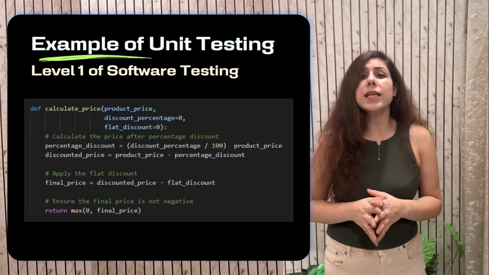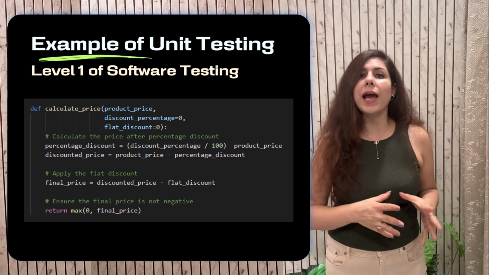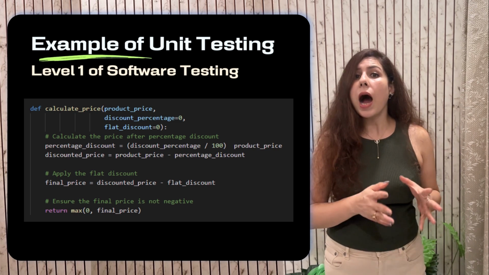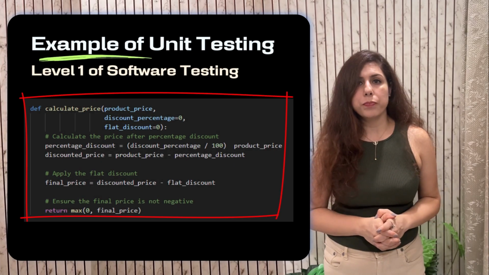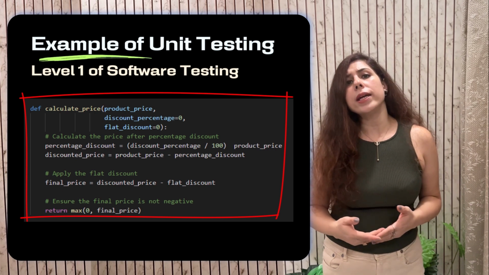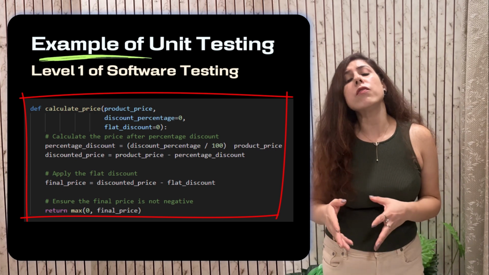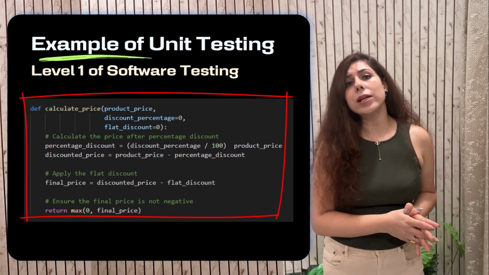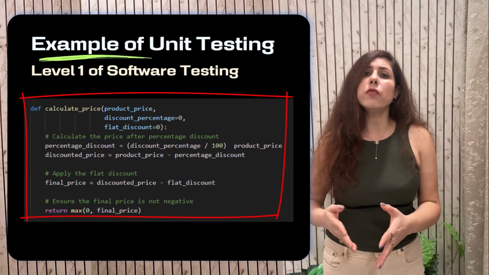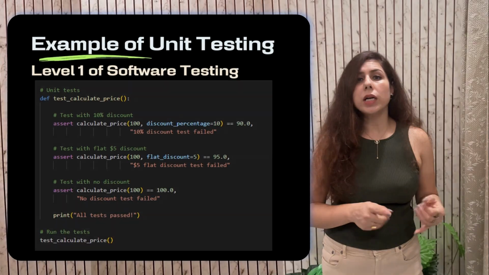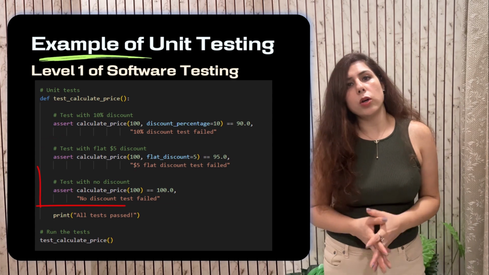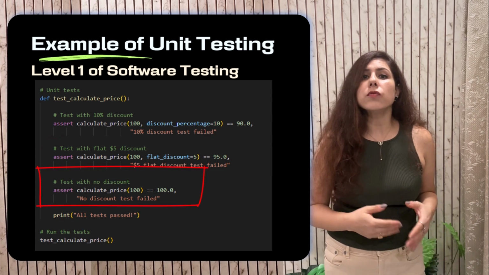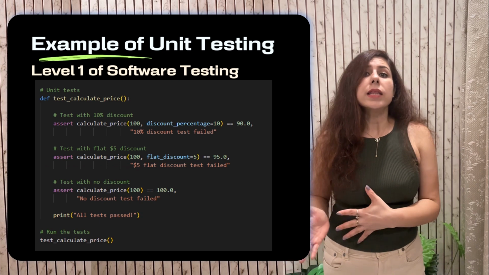For instance, let's say we have a function that calculates the price of the product after applying a discount, with a function named calculatePrice. In unit testing, we would write test cases to check if this function accurately calculates the discounted price for various scenarios: a 10% discount, a flat $5 off, or no discount at all. By doing this, we ensure that the logic inside that function is correct.